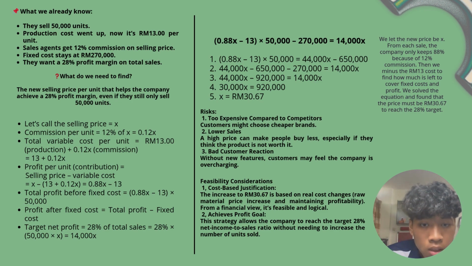So for feasibility consideration, the first one is cost-based justification. The increase to RM30.67 is based on real cost change, raw material price increase, and maintaining profitability. From a financial view, it is feasible and logical. The last one is achieving profit goals. This strategy allows the company to reach the target 28% net income to sales ratio without needing to increase the number of units sold.